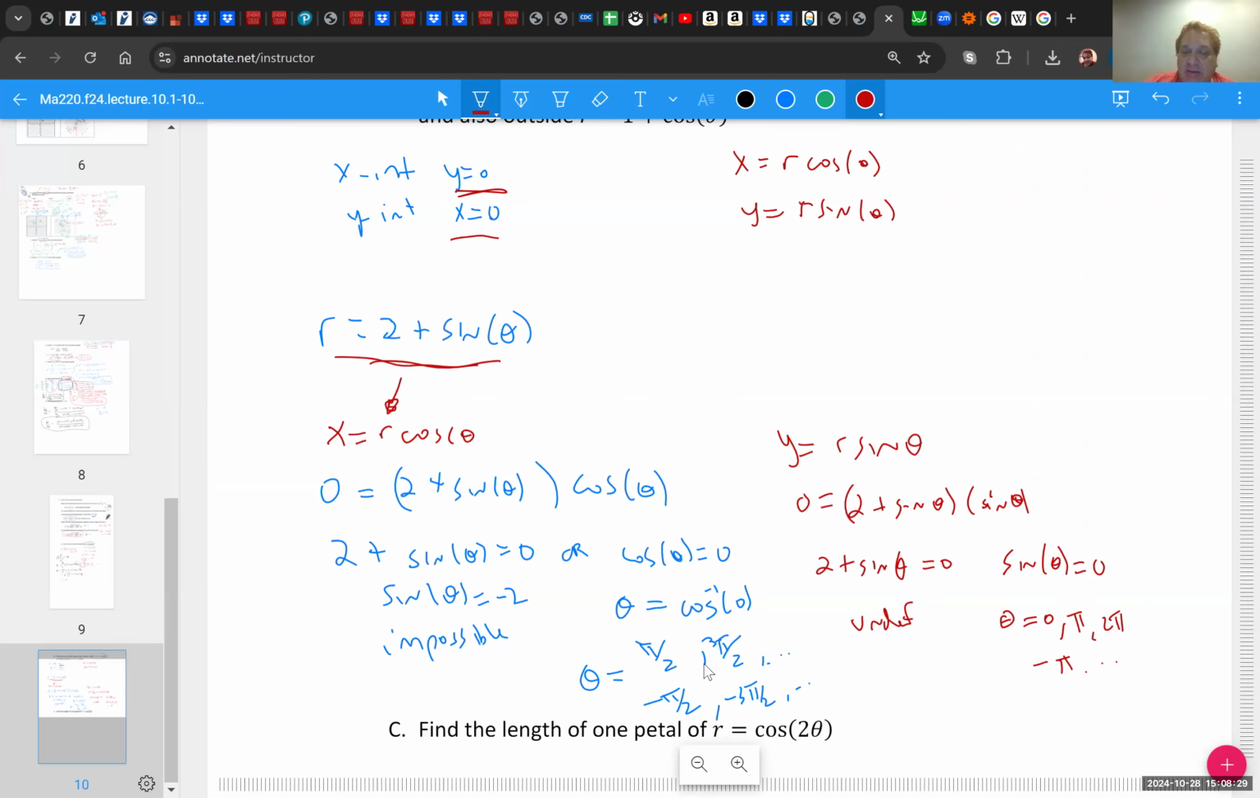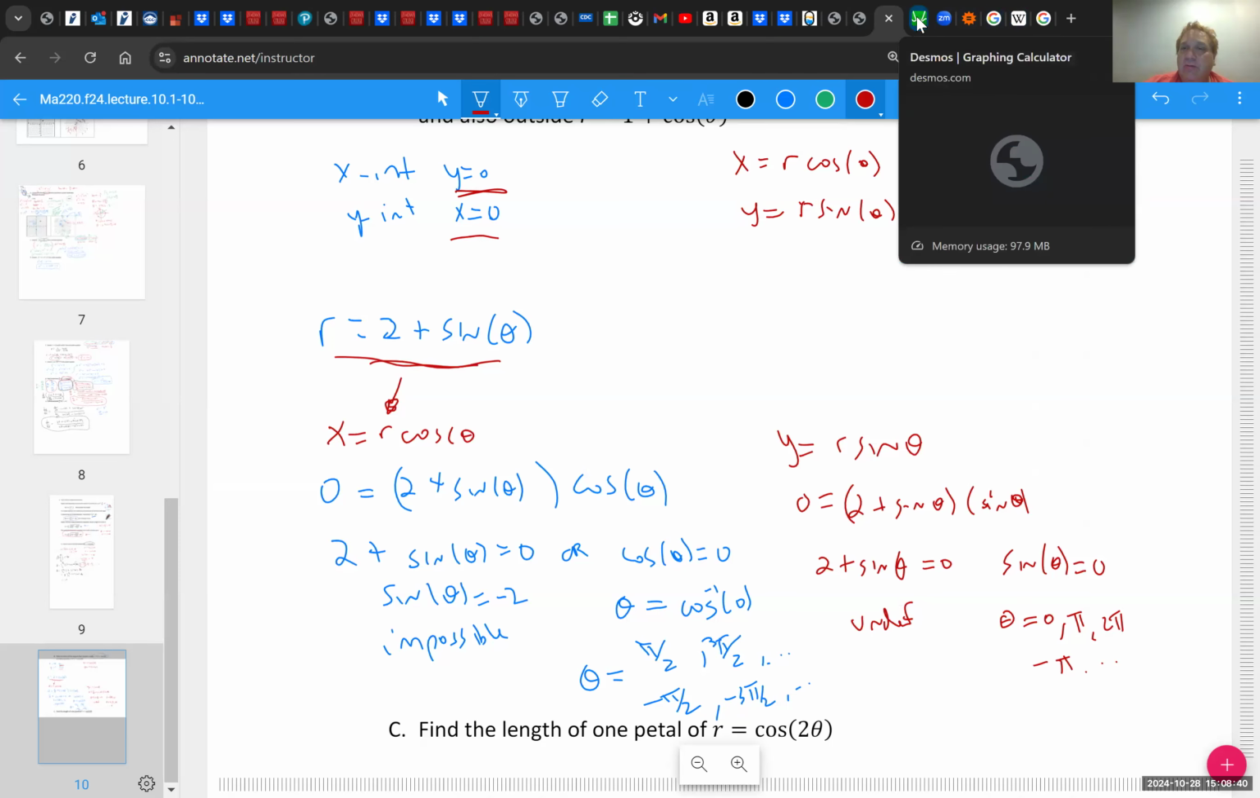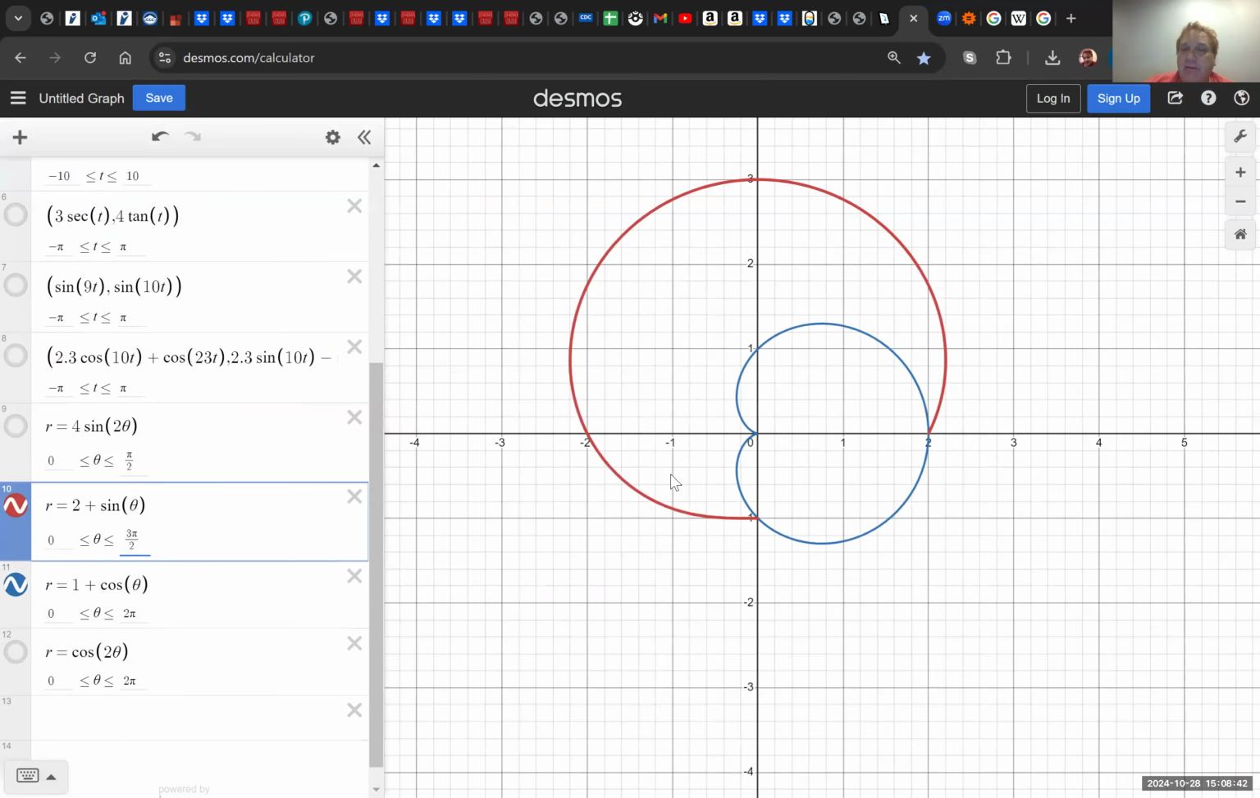And we had pi over 2, 3 pi over 2, negative pi over 2. So pi over 2 got only to the top part. It didn't go all the way around. When I chose 3 pi over 2, it went all the way. So it gives that portion right there, the red. I got to do the same thing for the blue, right?